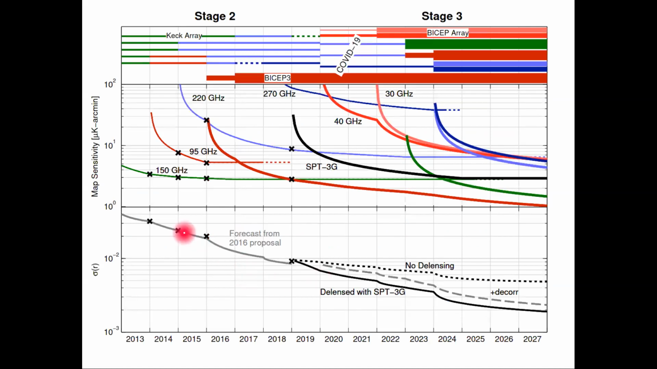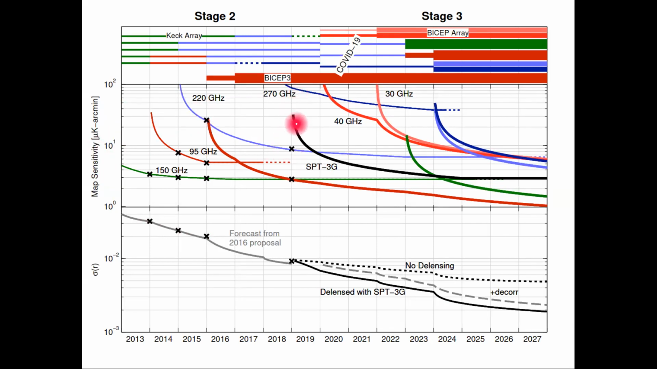This schematic shows, in the bottom panel, sigma r, the experimental uncertainty on r. The x's are the published results, BKP, BK14, BK15, BK18. The lines here are a projection forward as we add additional experimental sensitivity. The top panel shows schematically the amount of experimental sensitivity at the different frequency bands, where red is low frequency, green middle frequency, blue higher frequencies, transitioning from Keck Array, the previous generation, to the BICEP Array experiment, the next generation experiment. In the middle panel, you can see the map sensitivity, the microkelvin arcminute map noise numbers, as they come down.